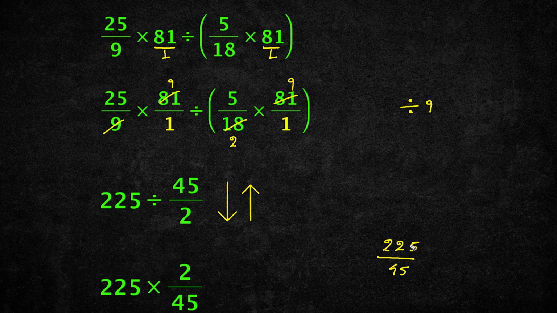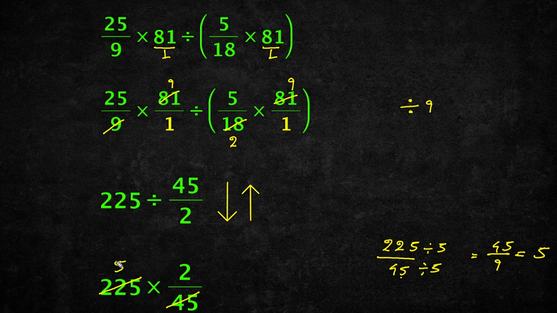225 on the top, 45 on the bottom, both end with 5, so both are definitely divisible by 5. If I divide the 225 by 5, the answer is 45. Divide the 45 by 5, it is 9. And finally 45 divided by 9, the answer is 5. But if we go one step further, 225 divided by 45, so 45 times 5: 5 forties make 200, 5 fives make 25, so 225.